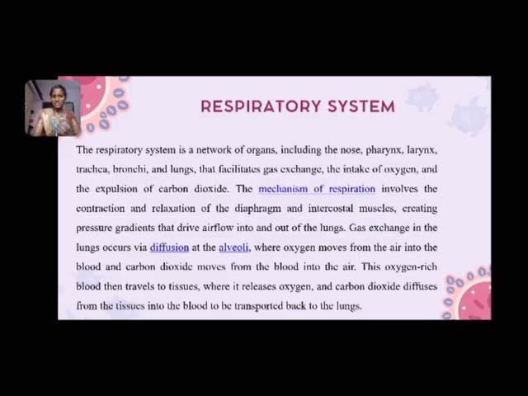The gas exchange takes place via diffusion at the alveoli. The oxygen moves from the air into the blood and carbon dioxide moves from the blood into the air. The oxygen-rich blood travels to the tissues, whereas carbon dioxide is diffused out. So this is the major mechanism that takes place in the respiratory system.